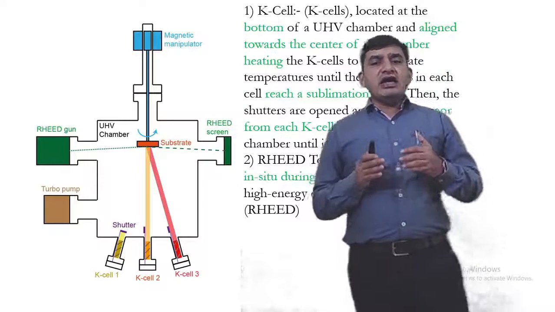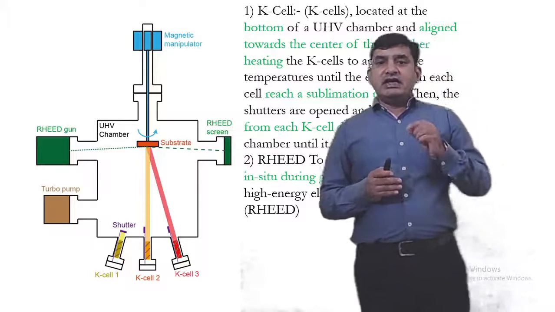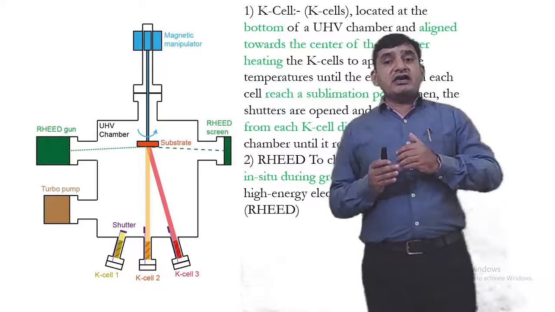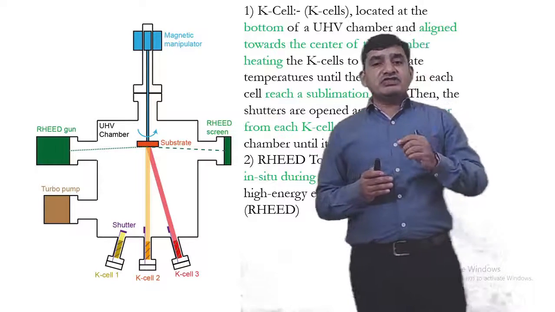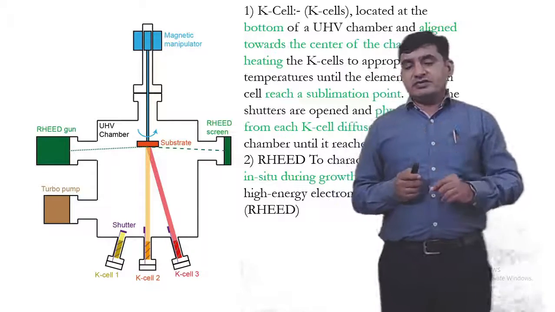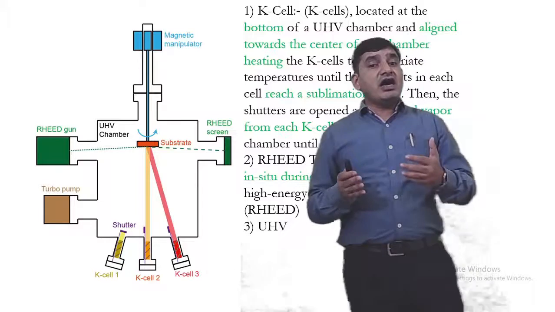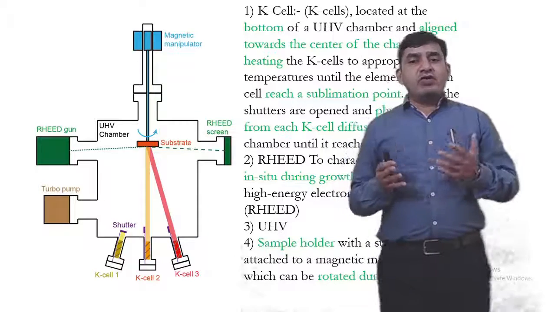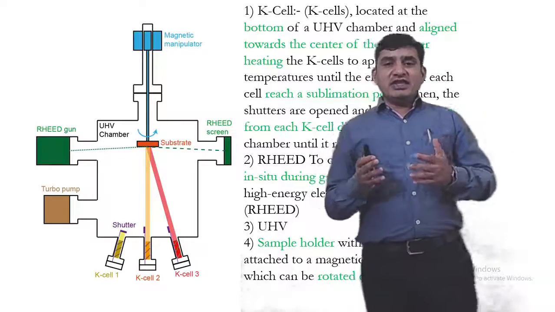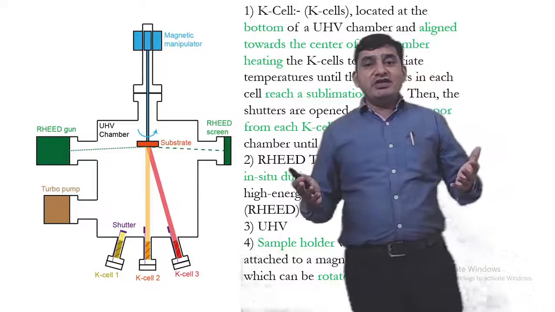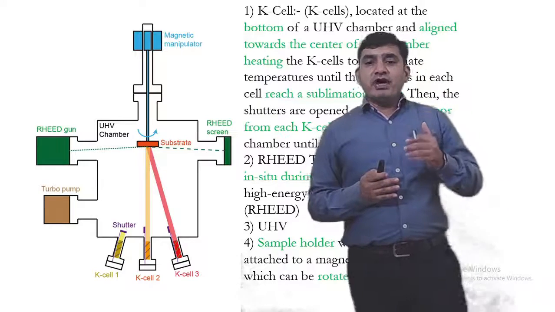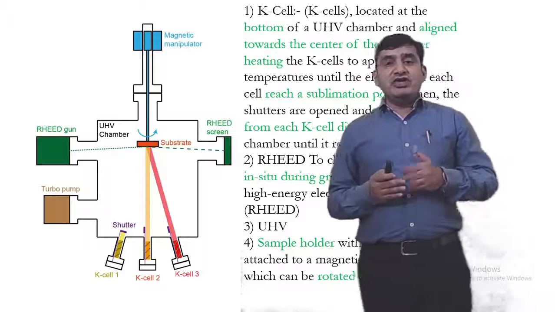Then RHEED means reflection high energy electron diffraction. It characterizes the sample in situ during the growth. Then there is the ultra high vacuum, which is created by using a turbo pump. Then the sample holder with substrate is attached to the magnetic manipulator, which can be rotated during the growth.